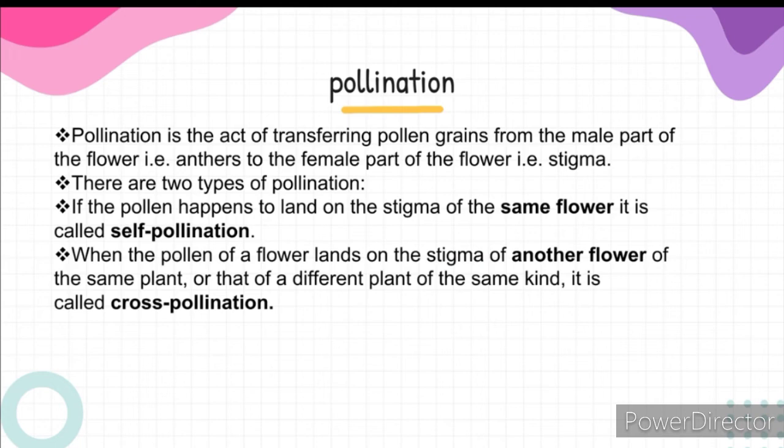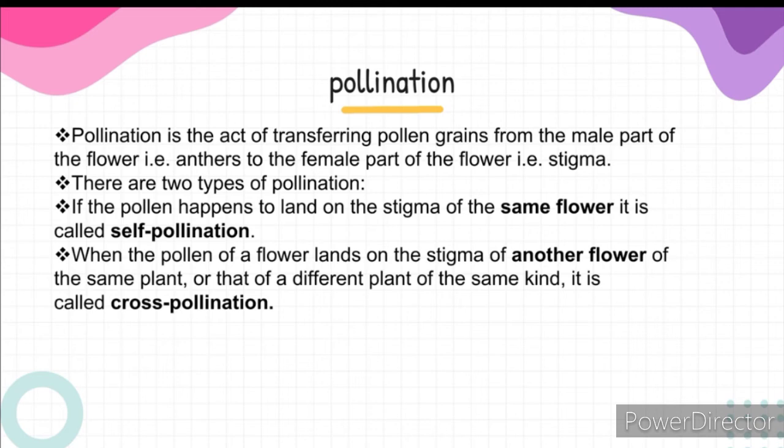What is going to happen in self-pollination? If the pollen happens to land on the stigma of the same flower, it is called self-pollination. If the pollination process is happening, but the pollen happens to land on the stigma of the same flower, that means in one flower only, you have stigma and anthers both. So what is going to happen? The self-pollination process is going to take place.